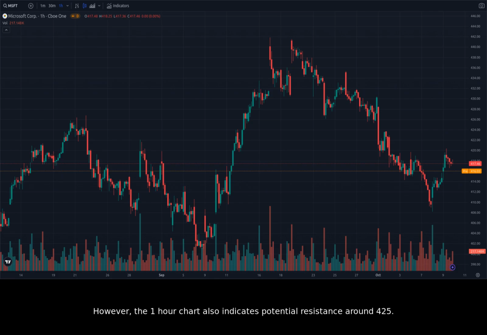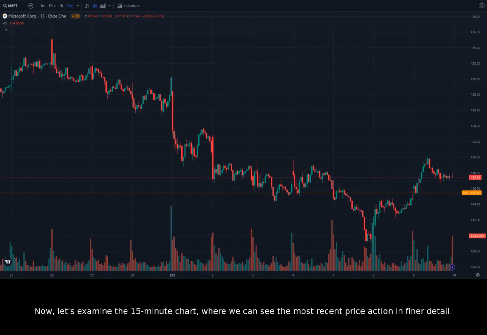However, the 1-hour chart also indicates potential resistance around 425. This resistance level could limit the upward movement of the stock. In the past week, we can see several attempts to break through 425, but they have all been unsuccessful. Now, let's examine the 15-minute chart, where we can see the most recent price action in finer detail.